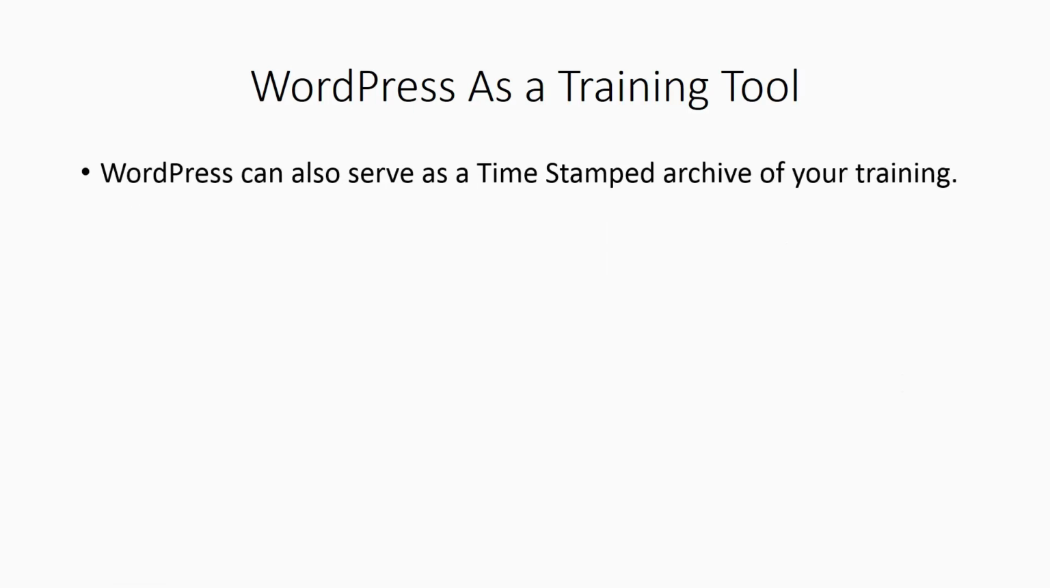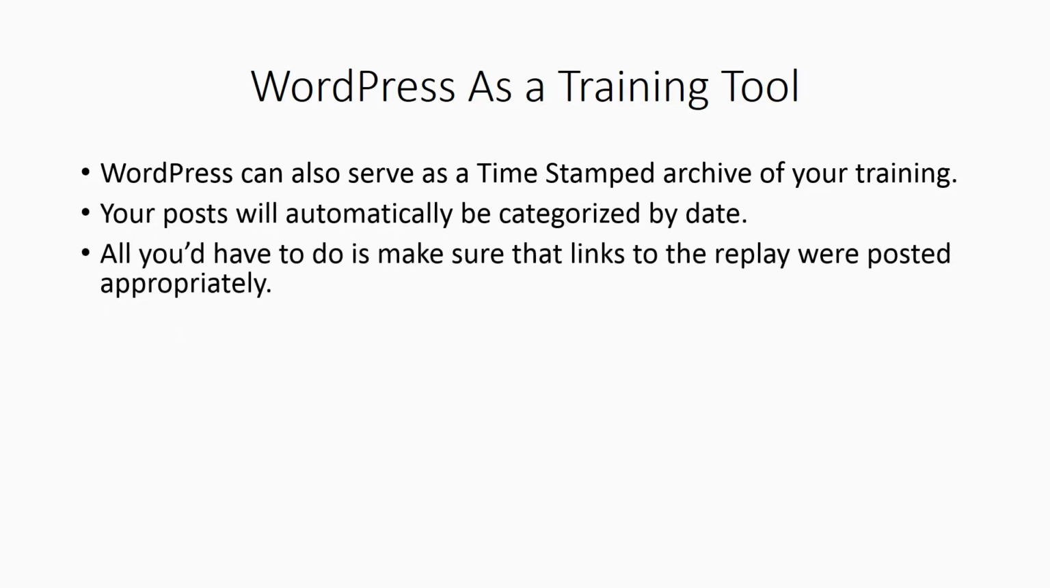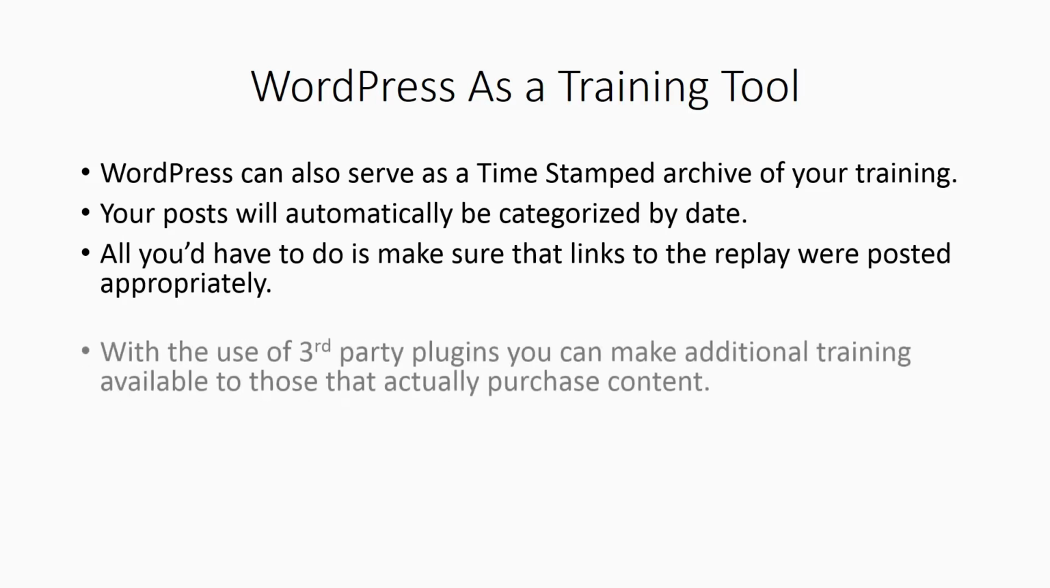Now, WordPress can also serve as a time-stamped archive for your training. Your posts will be automatically categorized by date. All you'd have to do is to make sure that links to the replay were posted appropriately.